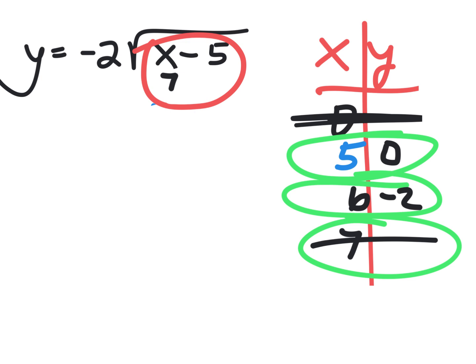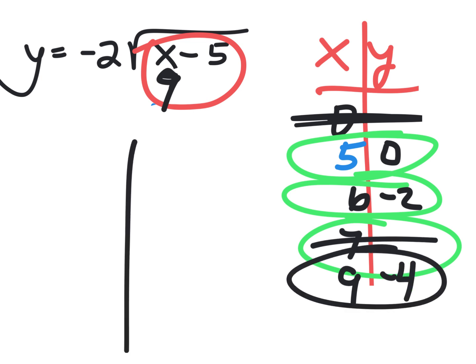7 didn't work. How about 8? Does that work nice? No, how about 9? Yes. Put in a 9, and then I got 9 minus 5 is 4. Square root of 4 is 2. 2 times -2 is -4. Is that enough points for now? It is. On a test, you'd have to find a couple more.